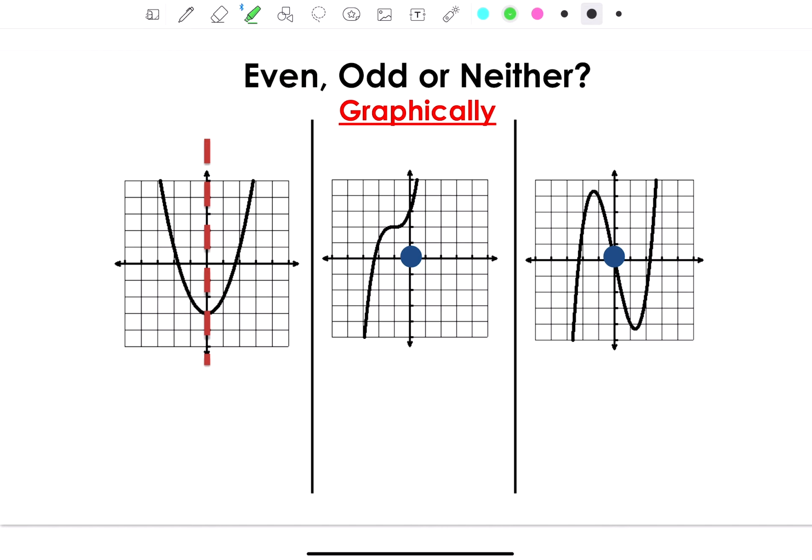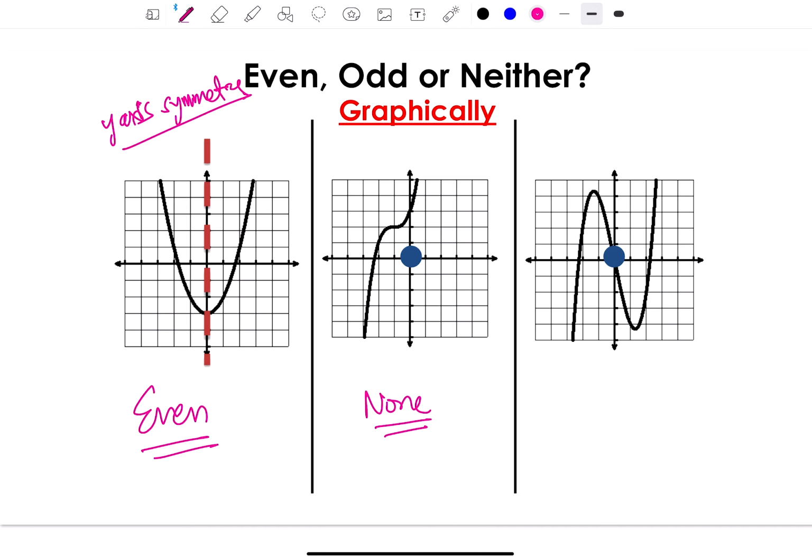Even, odd, or neither. Let's think about the first one. We can see we have y-axis symmetry, so that would be an even function. The second graph looks like none. It's neither. It's not even and not odd because it does not have symmetry about the origin, and it does not have symmetry about the y-axis. The last one, we can see if we rotate the graph by 180 degrees, we would get the same thing back. So that would be symmetric about the origin, and that's an odd function.